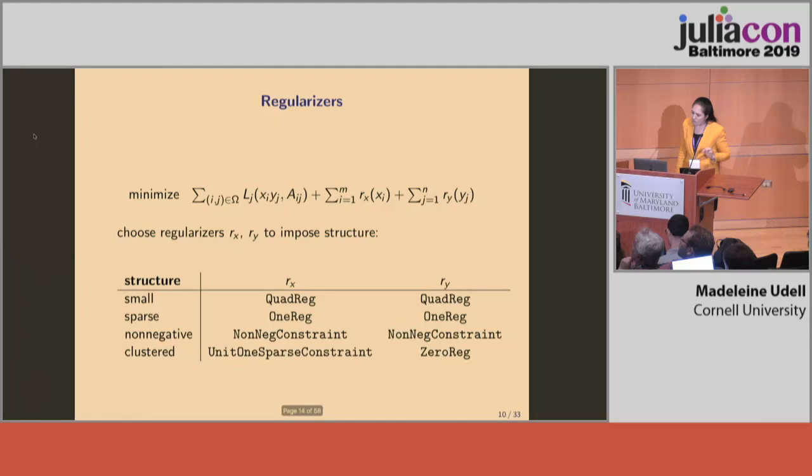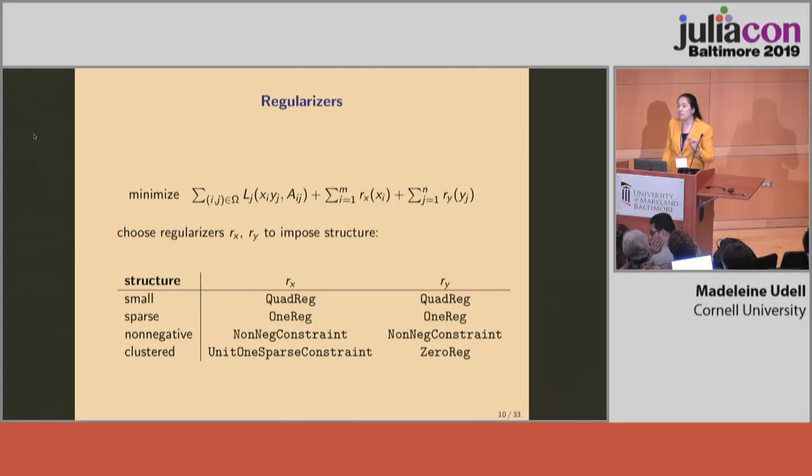Regularizers: you choose regularizers to impose structure on your model for the most part, or a small amount of quadratic regularization can help with optimization. Usually if I don't know what to do, I'll choose a small amount of quadratic regularization. If I want a sparse model, I want the coefficients to be sparse so I'll be able to understand what they mean, I might use L1 regularization. If I want them to be non-negative, I'll use the non-negative constraint. And if I want them to be clustered, you can use the unit one-sparse constraint to make sure there's exactly one 1 in every row of X and the rest zeros.